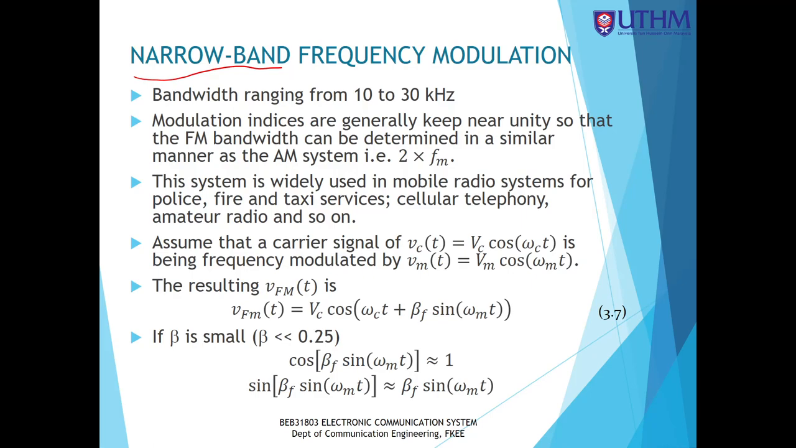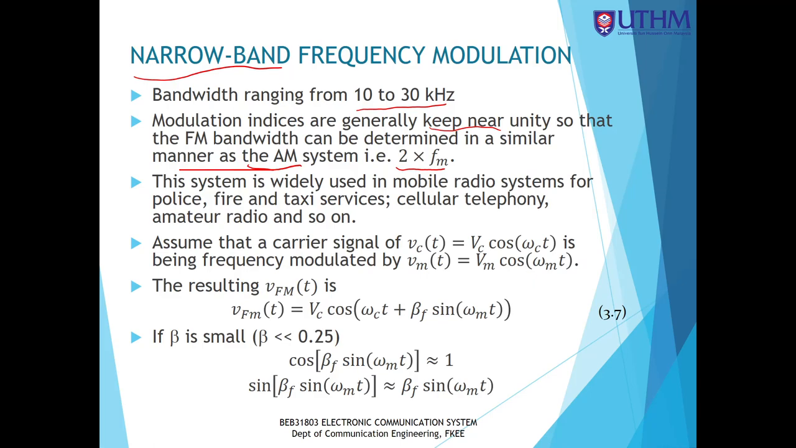Okay, narrow band has a very small bandwidth. It is ranging from roughly between 10 to 30 kilohertz only. Very small. Okay, 10 hingga 30 tu dikatakan sangat kecil. So the modulation index is generally kept near unity, so that the FM bandwidth can be determined in a similar manner as the AM. So in narrow band, the way we calculate the bandwidth is equal to 2 times fm, which is similar to the amplitude modulation double side band full carrier. Because the bandwidth is very small, the way we calculate it is 2 times fm. Okay, nanti kita akan lihat kenapa macam ni.